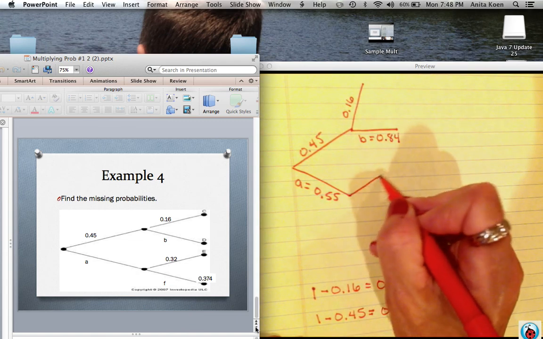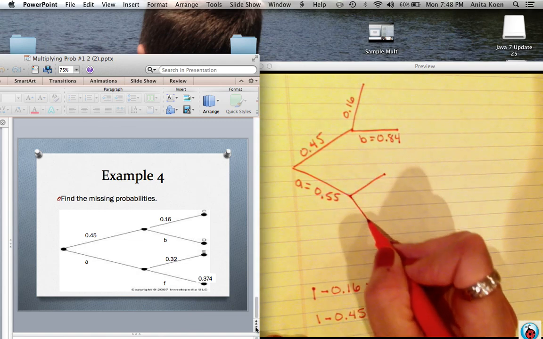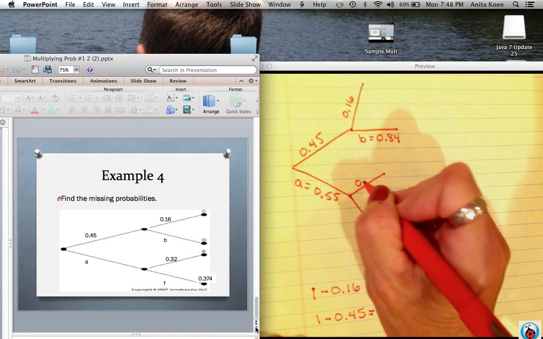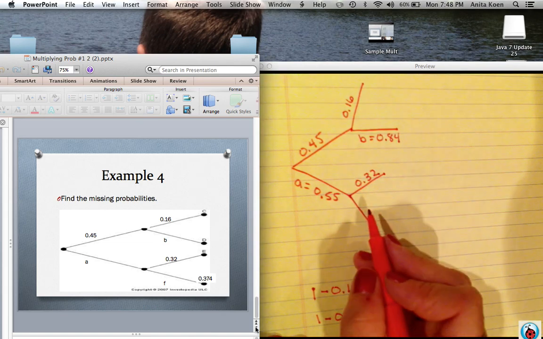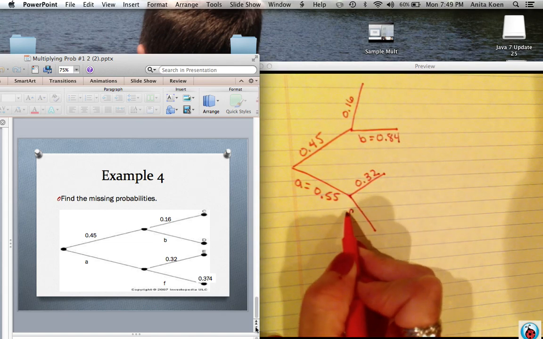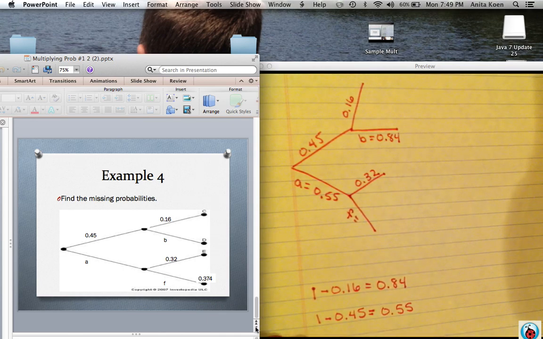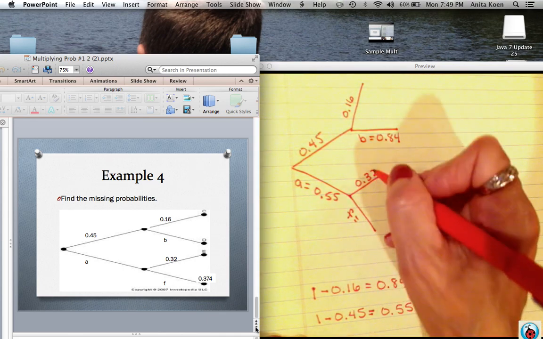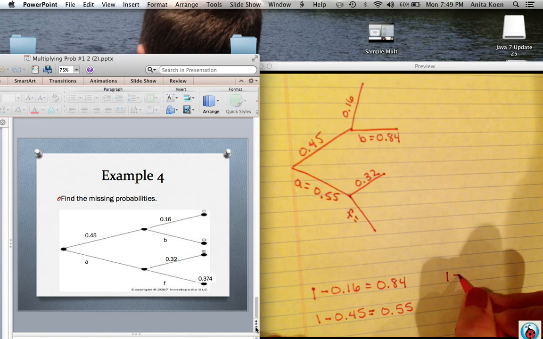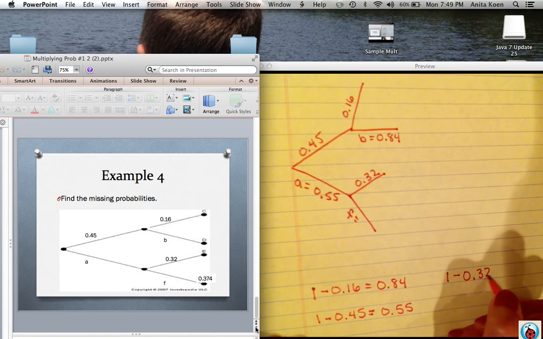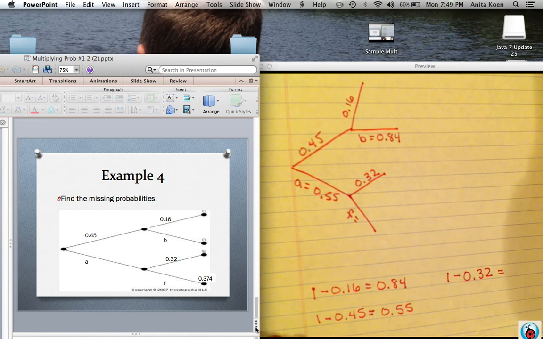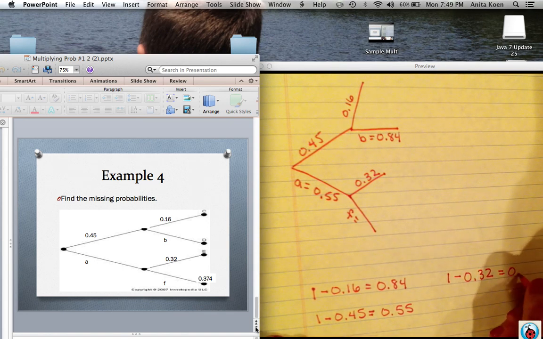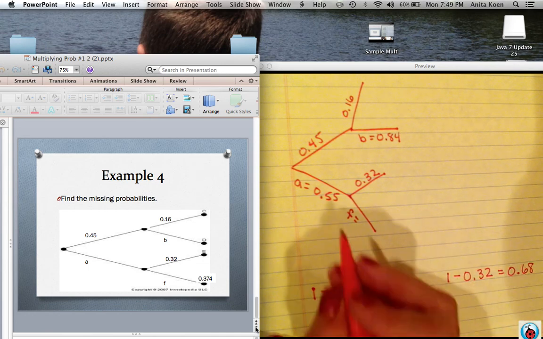Looking down here at the other choice for the second event, I have 0.32 and F. Again, because this is a total sample space, I can take 1 minus 0.32, I can subtract that in order to find out what F is. And when I do that, I'm going to get 0.68.